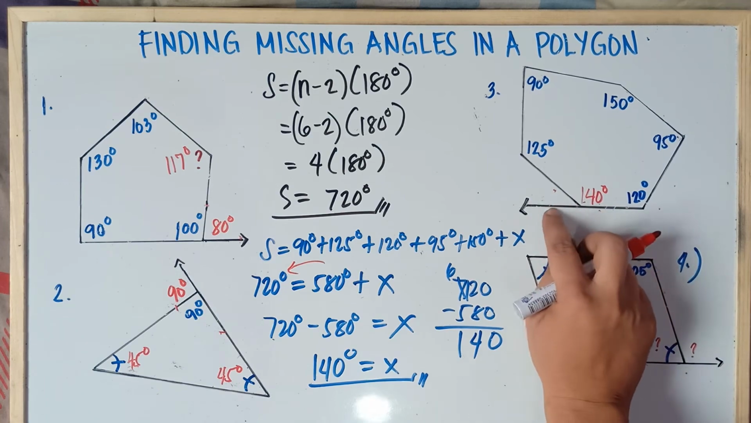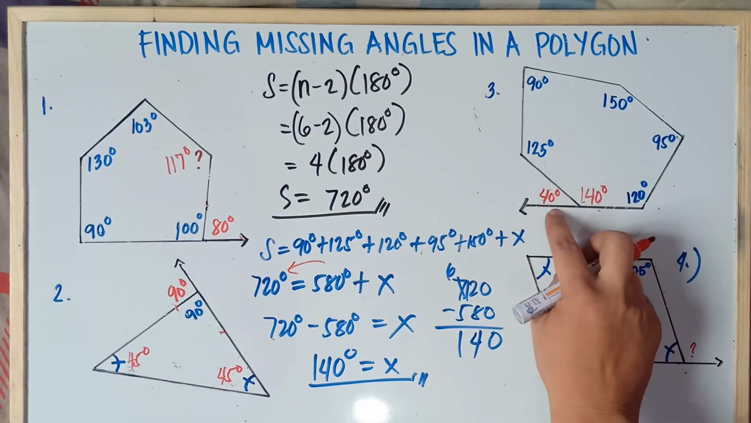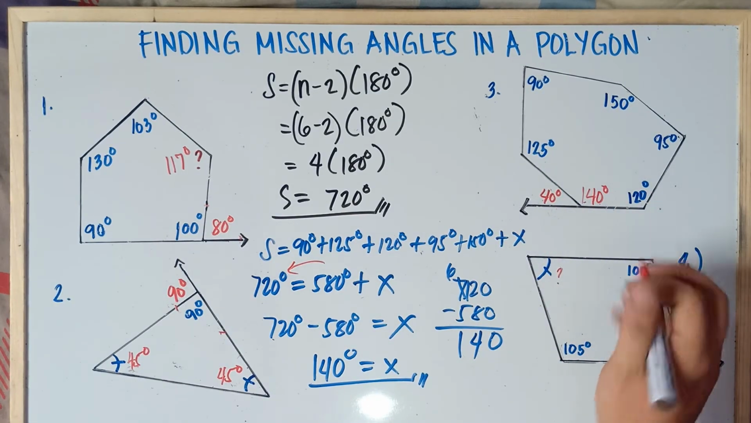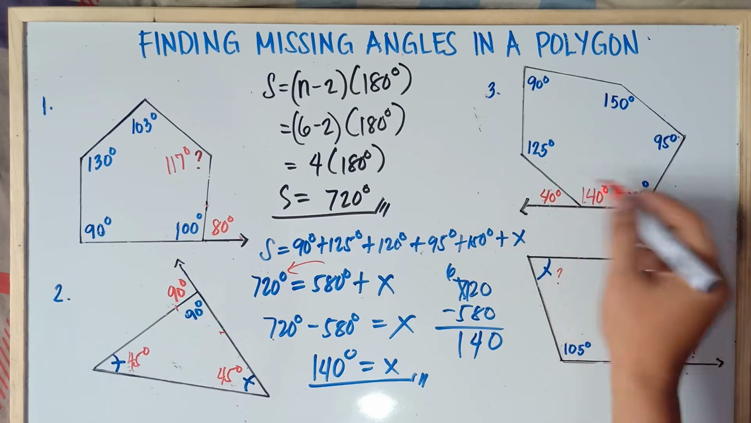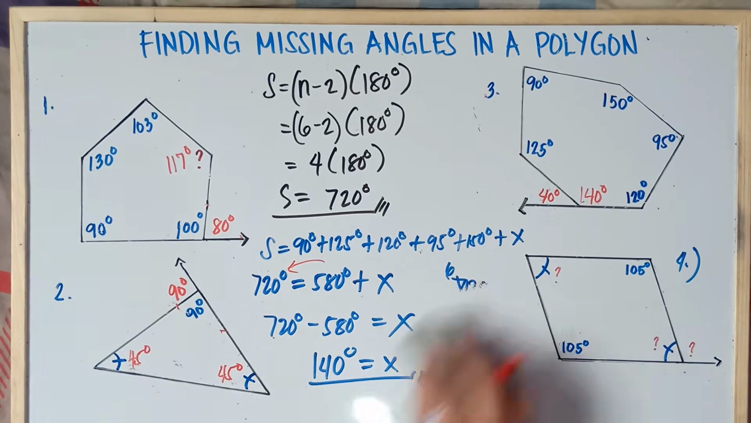So what would be this angle, class? That's correct, it should be 40 degrees because 40 degrees plus 140 degrees would be 180 degrees. And a straight angle is always 180 degrees. All set for example number 3.